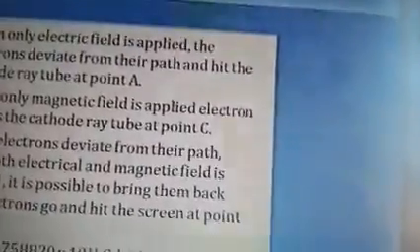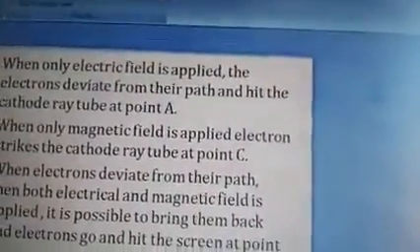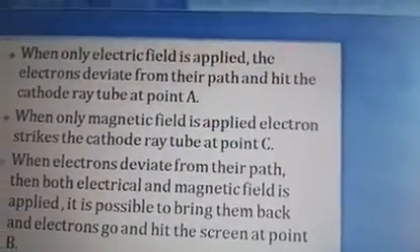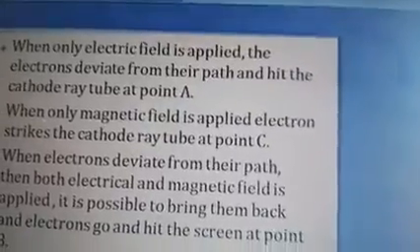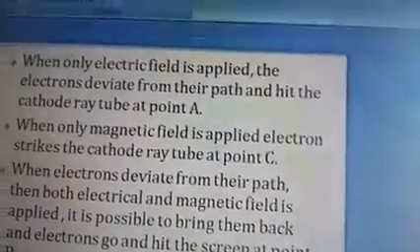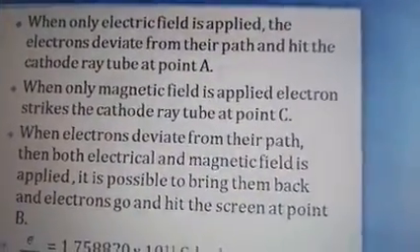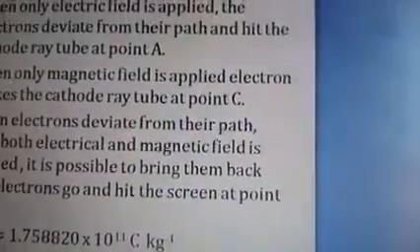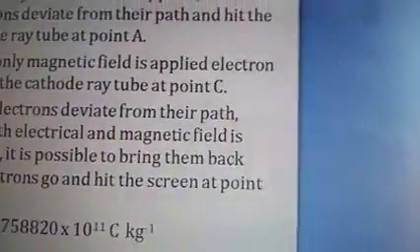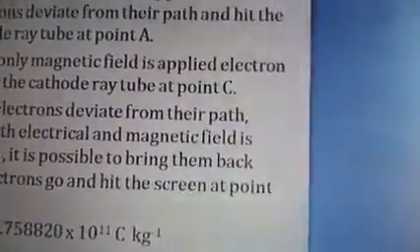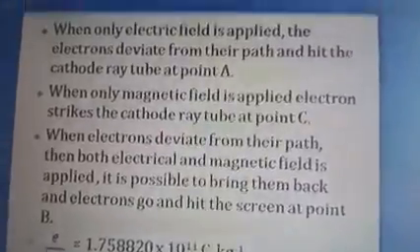Now, when only the electrical field is applied, now instead of applying both electrical and magnetic field, if you apply only the electrical field, the electron deviates from its path and hits the cathode ray tube at the point A. So the cathode ray may hit point A only when the electrical field is applied. But if you apply only the magnetic field, the cathode ray strikes the cathode ray tube at the point C. So this is what we have seen.